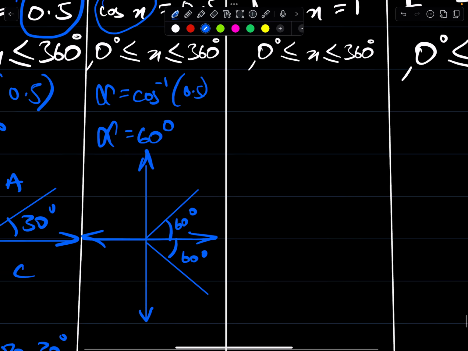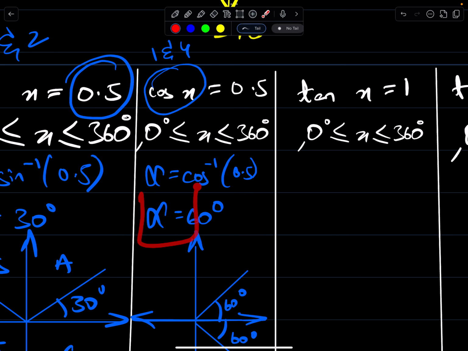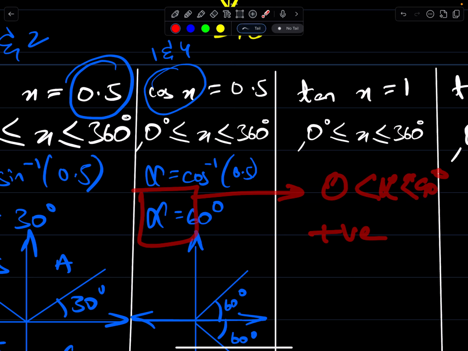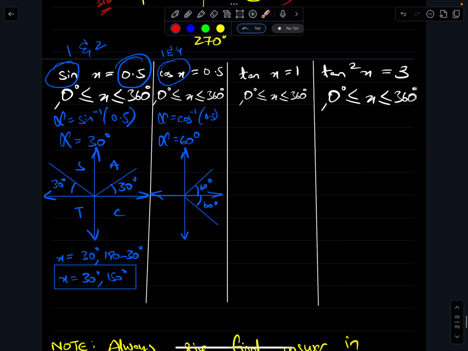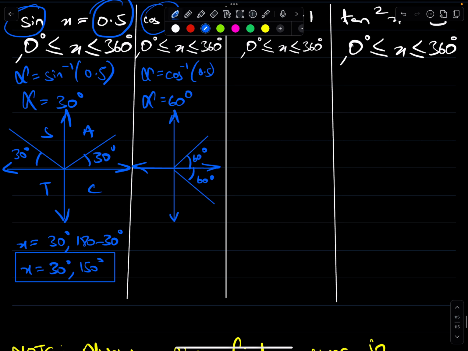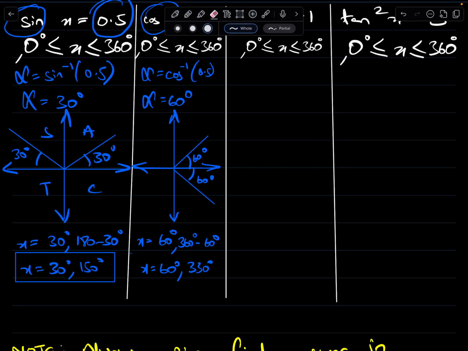And I'd also like to recap the properties of basic angle. Basic angle is always between 0 and 90 degrees, and it is always positive. Then we need to find the final answer, which would be, since cos is positive in the first quadrant, it's alpha, and in the last quadrant, we'll use the formula 360 minus alpha. Thus, our final answer turns out to be 60 and 300.